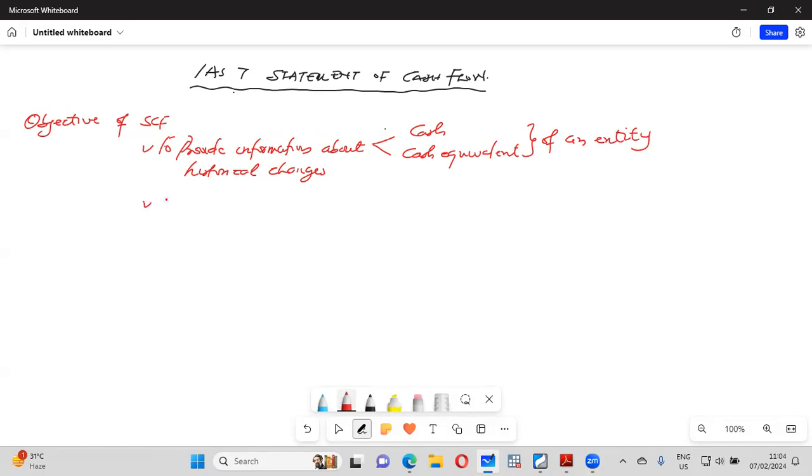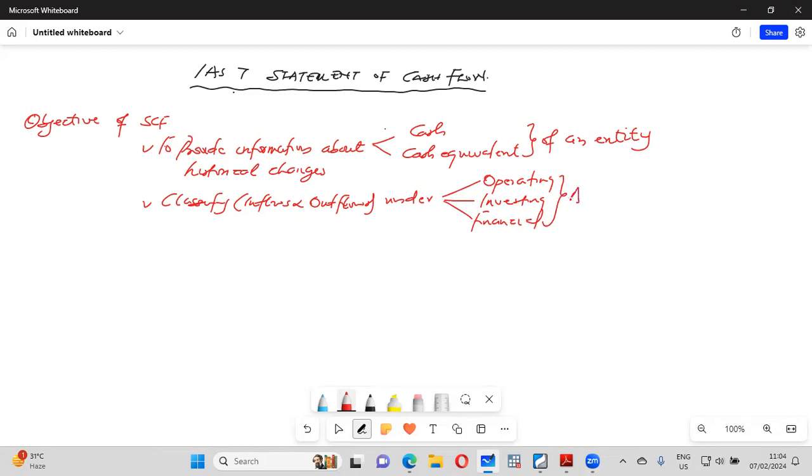And again, in terms of reporting, we call it classification, to classify inflows and outflows under the headings of operating, investing, and financing activities. The purpose of this classification is to aid comparatives, so that we can do comparative analysis. So don't be surprised if your ratio question is about analysis of cash flow.